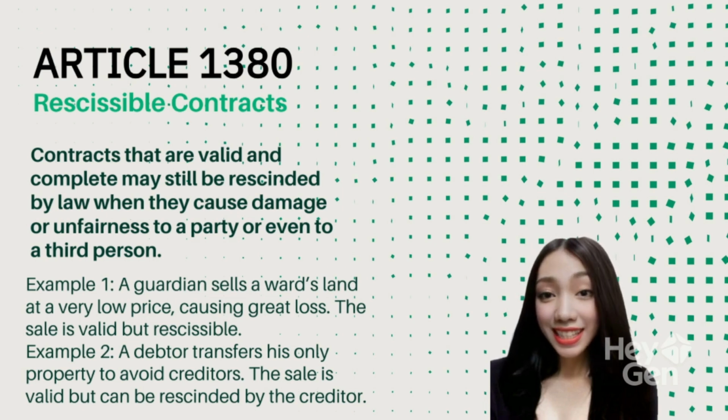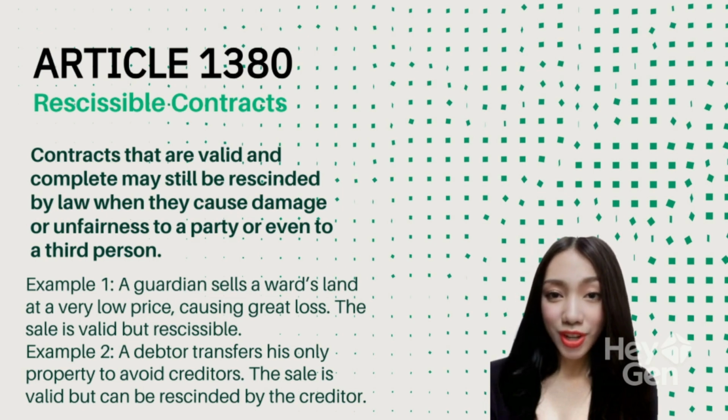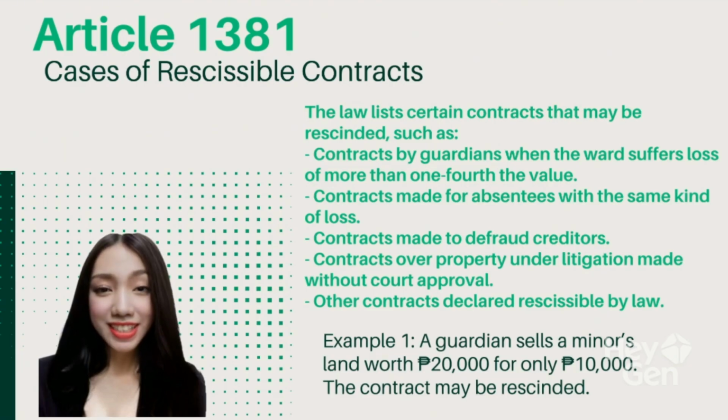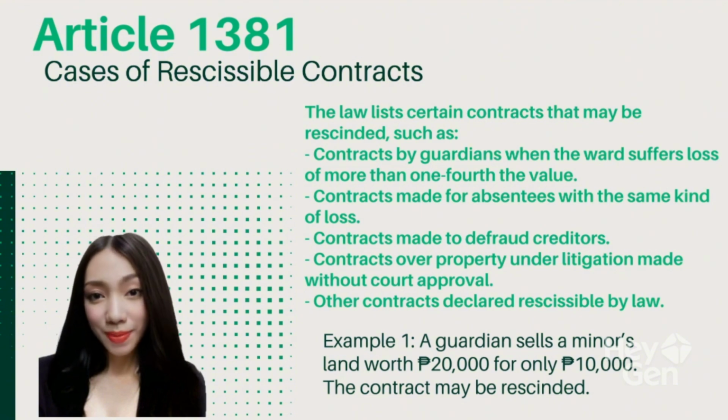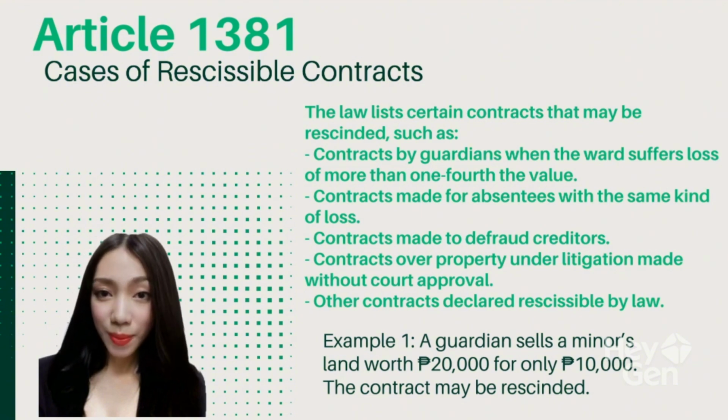Example 2. A debtor transfers his only property to avoid creditors. The sale is valid but can be rescinded by the creditor. Article 1381. Cases of rescissible contracts. The law lists certain contracts that may be rescinded, such as contracts by guardians when the ward suffers loss of more than 1/4 the value, contracts made for absentees with the same kind of loss, contracts made to defraud creditors, contracts over property under litigation made without court approval, and other contracts declared rescissible by law.